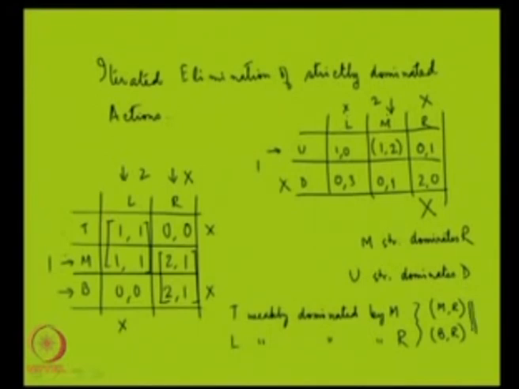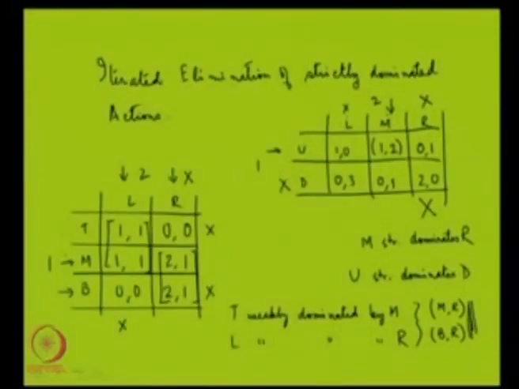So the set of profiles that we are left with varies depending on the order of elimination. If we had started with eliminating T, then we get these two profiles. But if we had started with eliminating B, then we get these two profiles. So in case of iterative elimination of weakly dominated actions, the identity of the profiles that we are left with depends crucially on the order of elimination. But this was not the case for elimination of strictly dominated actions. There it does not matter which order you take, you shall reach a unique set of action profiles.